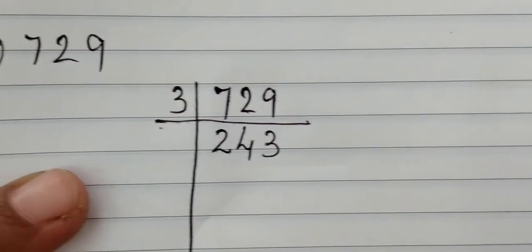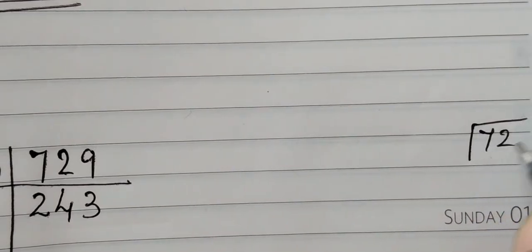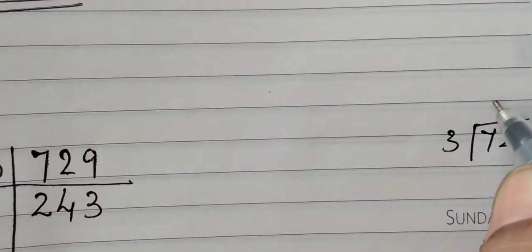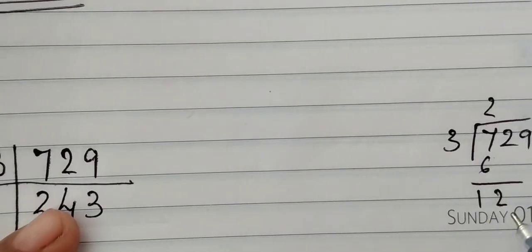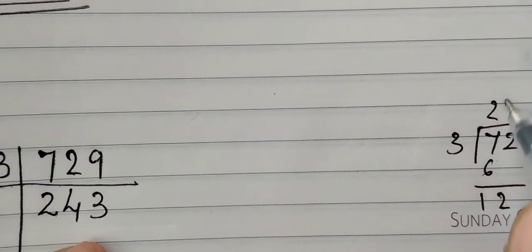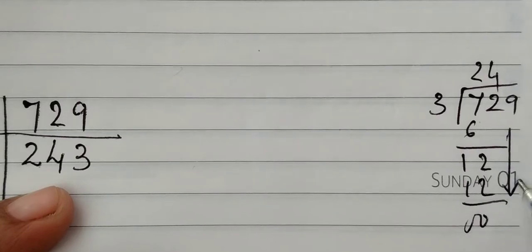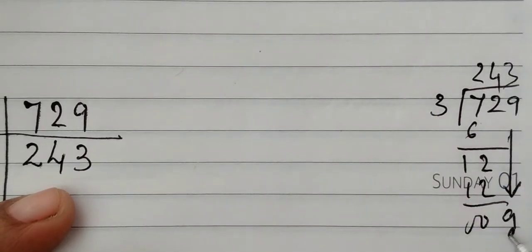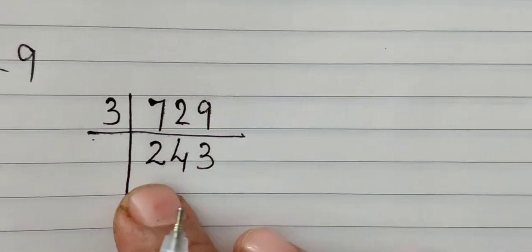You have to do the rough work like this, towards the right hand side corner, in the margin. 729 divided by 3: 3 2s are 6, so I wrote 2 and I subtracted orally. I knew on subtracting I will get 12, so I took 3 4s are 12. And then here 0 0, bring down 9, we know 3 3s are 9. So I did the subtraction and all orally and did the division.